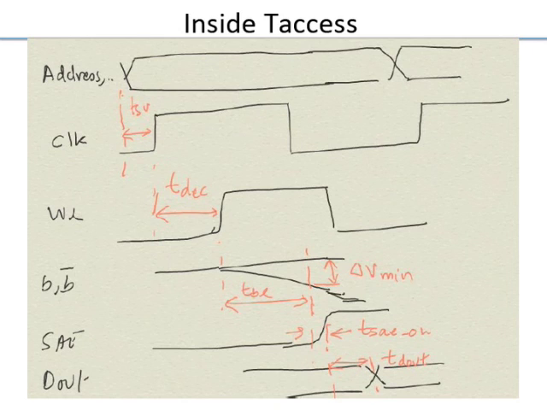C is the capacitance of the bit line. Delta V is the voltage you need, in this case delta V min, what I've called. And I is the current of the cell. So that is the amount of time required to generate that voltage delta V.